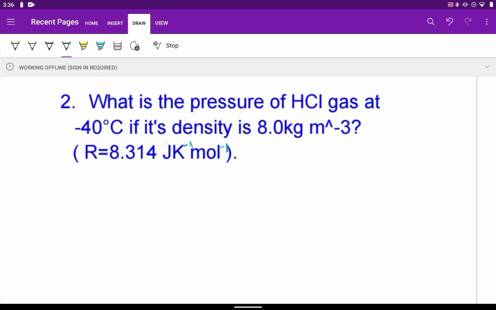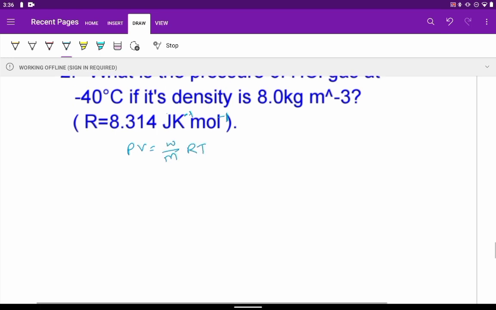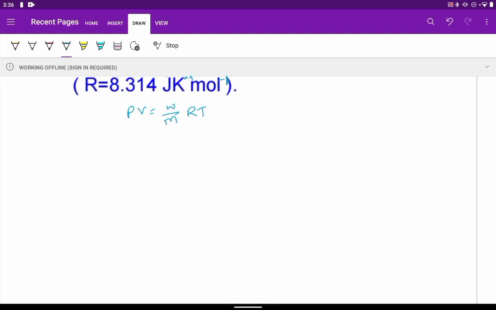Now we can use the ideal gas equation. We know PV equal to n RT, n means W by M, so PV equal to W by M into RT. Now here we can substitute V, then it will become P equal to W by M into RT by V. We can rearrange, so we get W by V into RT by M.